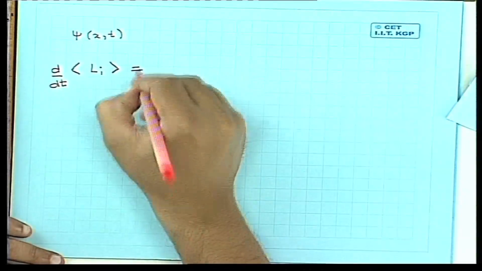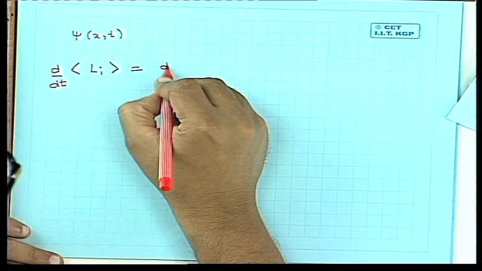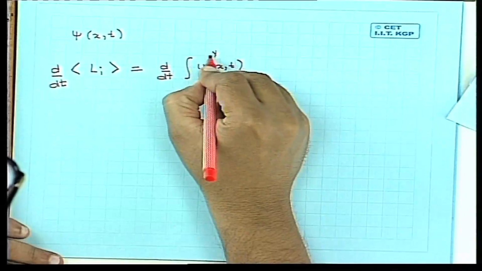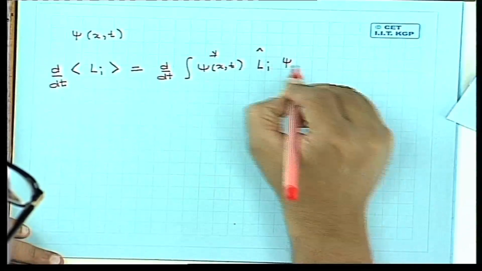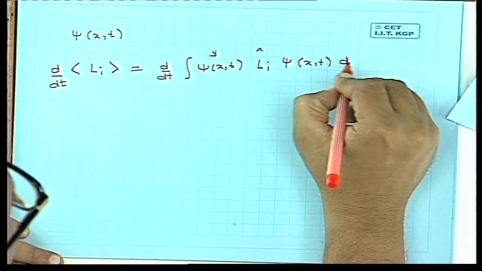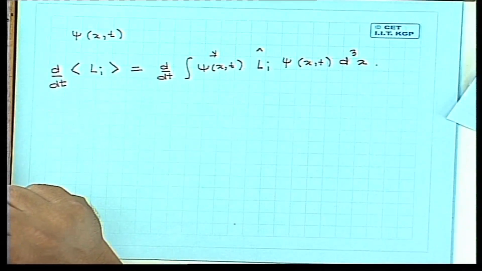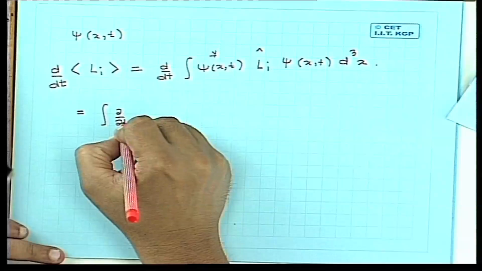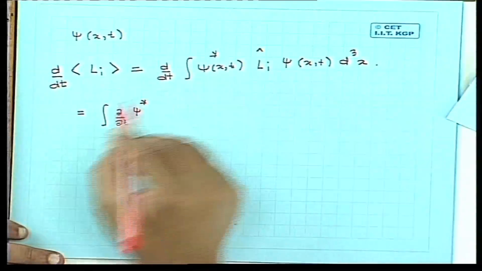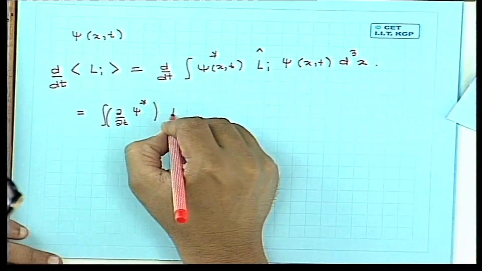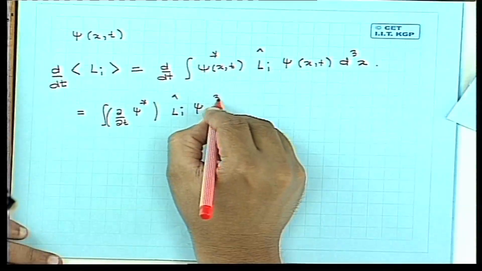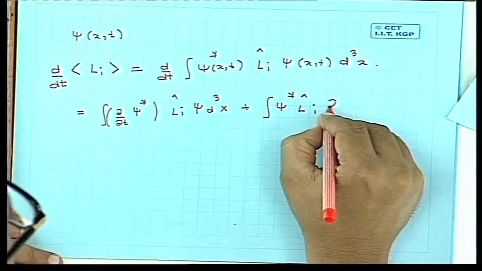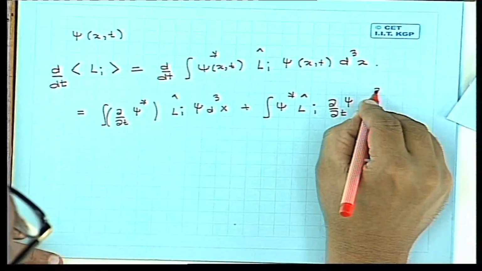So let us work out this quantity. This is equal to d by dt of the integral of psi star(x, t) Li psi(x, t) d cube x, and this is equal to, I am not showing the arguments explicitly anymore, one term which is del by del t of psi star, Li psi d cube x, plus psi star Li del by del t of psi d cube x.